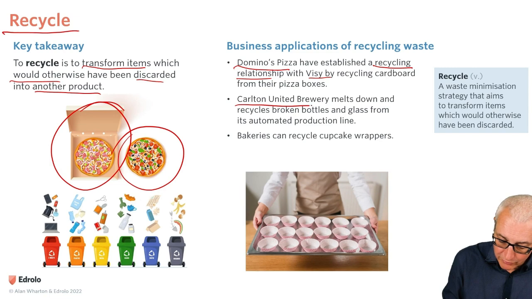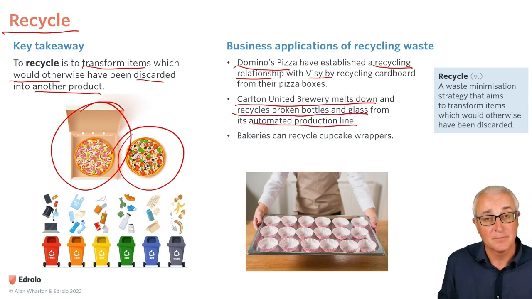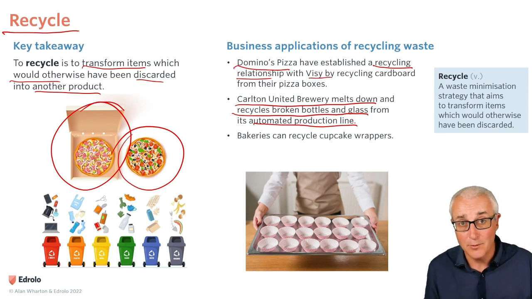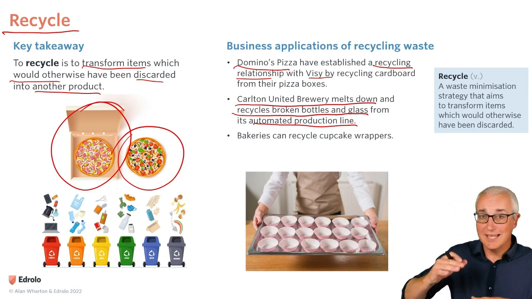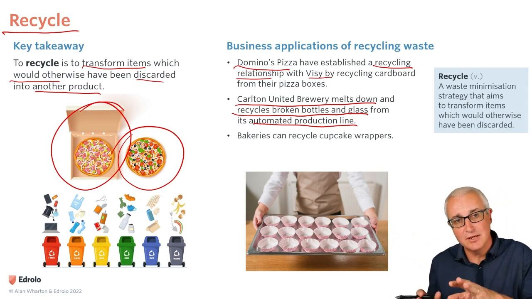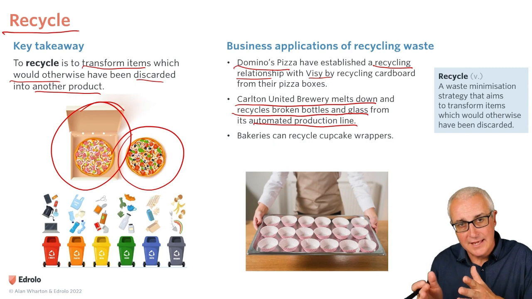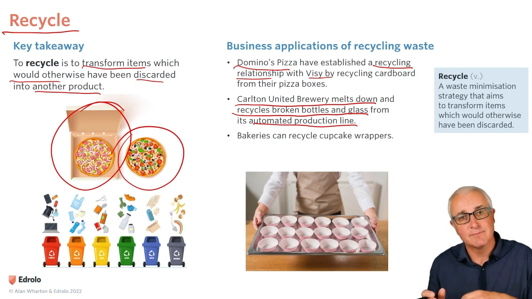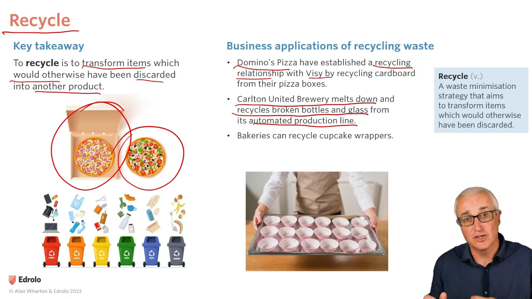So Carlton United Brewery melts down and recycles the broken bottles and glass from its automated production line. So if any of you have been lucky enough to go in and actually see their operations, you'll see occasionally bottles just bouncing off that are misshapen, damaged, something happens. Well, all of that gets swept up and all of that glass then gets melted down and recycled back into bottles to use again. Again, reducing waste.